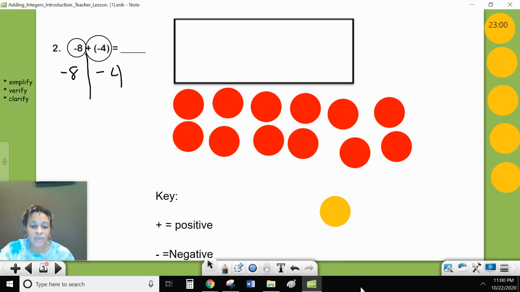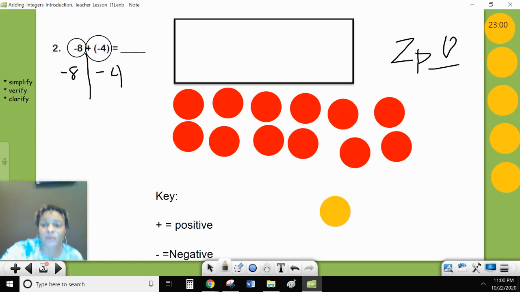So then the next thing we need to do is we want to say, how many zero pairs? How many ZPs? How many zero pairs do we see? Well, I don't see any yellow. Do you? No. So you have to have a red and a yellow to make a zero pair. So I see 0 zero pairs. So since there are no zero pairs, there's nothing to remove. So we just add up everything that we have.